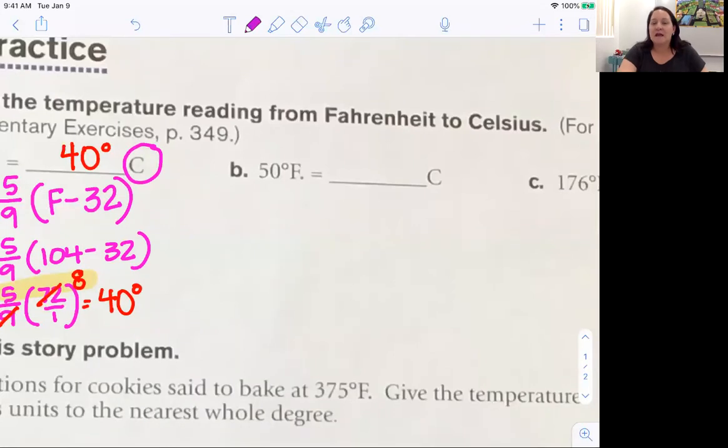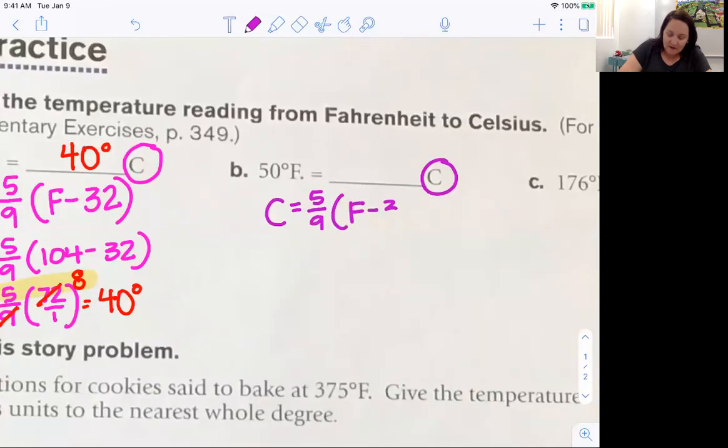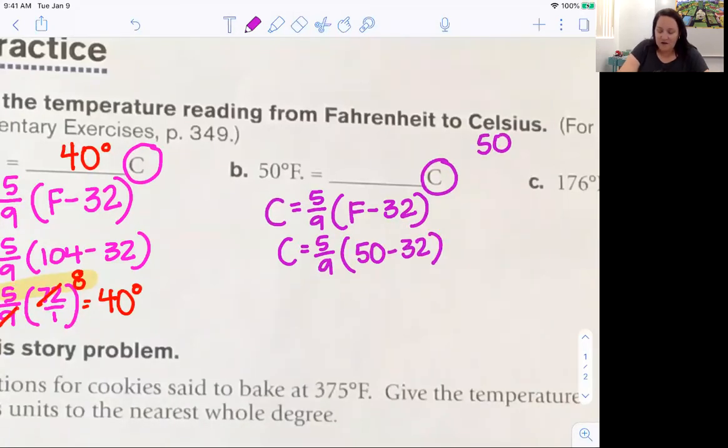But let's go ahead and look at letter B. It says, convert 50 degrees Fahrenheit to Celsius. So we're going to use the Celsius formula because we're trying to find C. C equals 5/9 times F minus 32. C equals 5/9 times, what's our Fahrenheit? 50 minus 32. I'm going to go over here and just do this subtraction. Oh, that's 18. So C equals 5/9, and they did it like this, and you could do it like this too. 18 over 1. Okay.